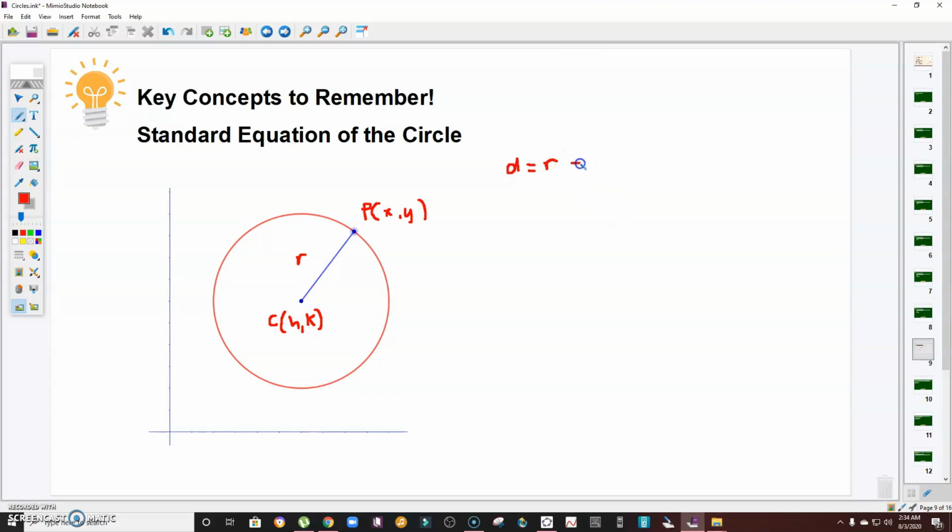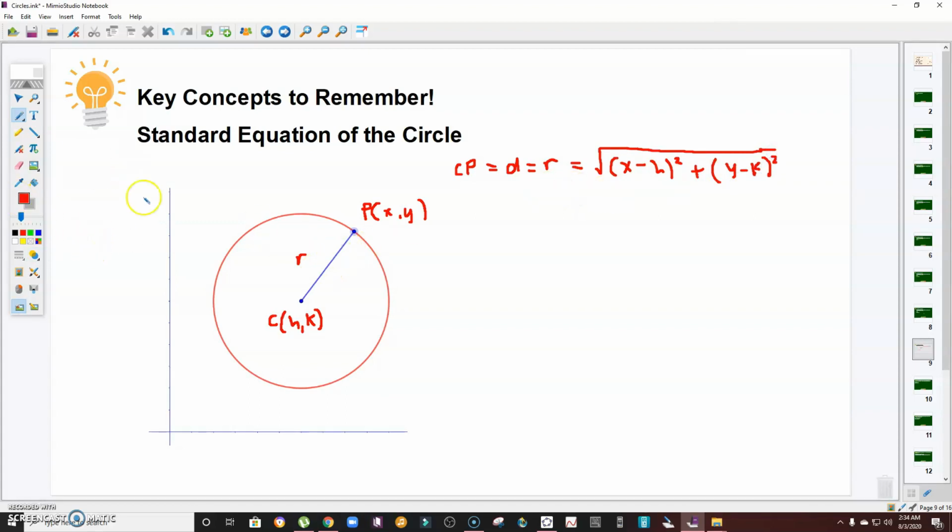Agree? By the distance formula, the distance between the points C and P is equal to the square root of x minus h, quantity squared, plus y minus k, quantity squared. Clear? That's how you get the distance between two points.